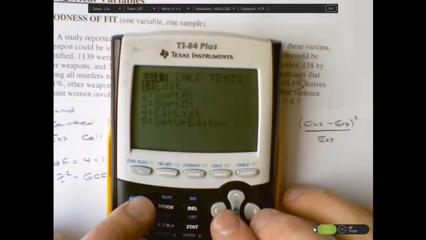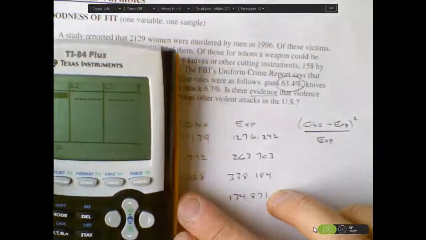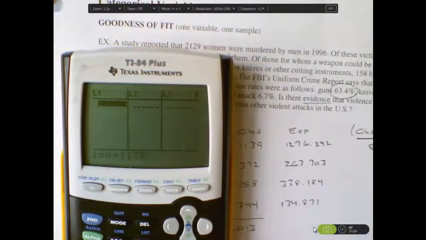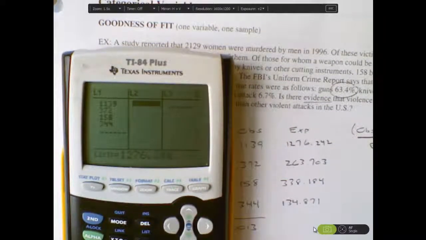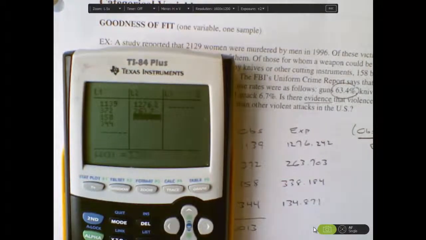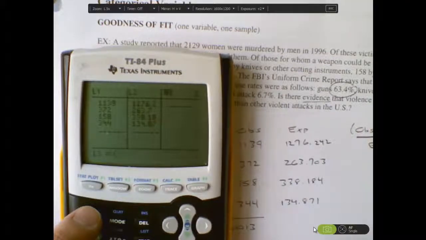So in list 1, I'm going to put my observed counts, which are 1139, 372, 158, and 344. In list 2, I'm just going to enter my expected counts, 263.703, 338.184, and 134.871. Now, in list 3, I'm going to put the test statistic, which is observed L1 minus expected L2 squared divided by expected L2. And that formula's on your green sheet.